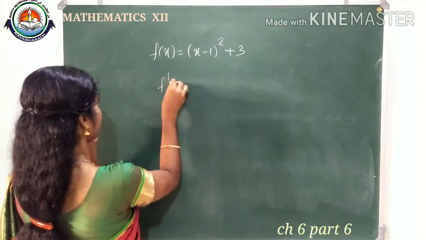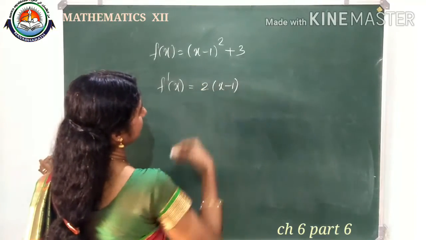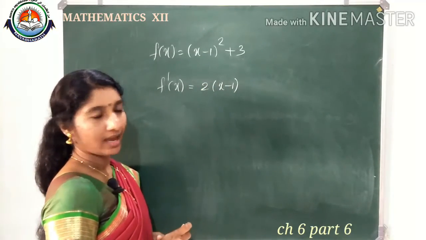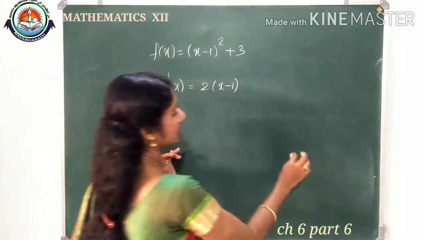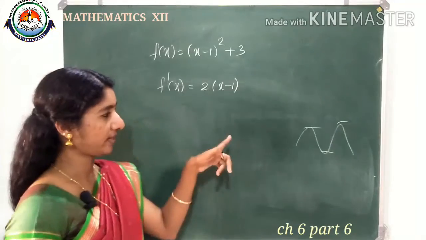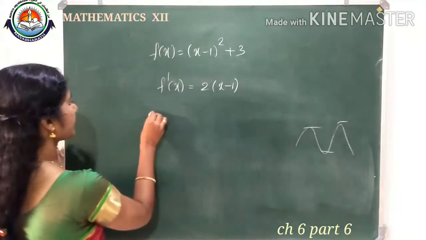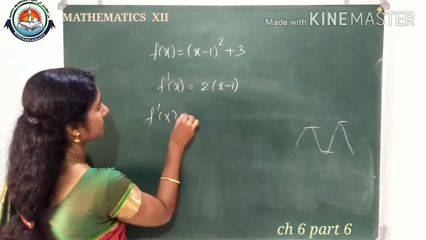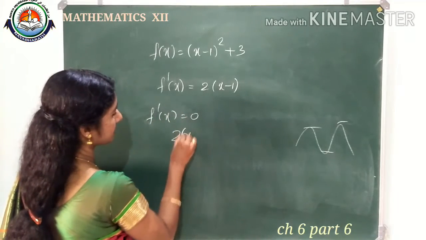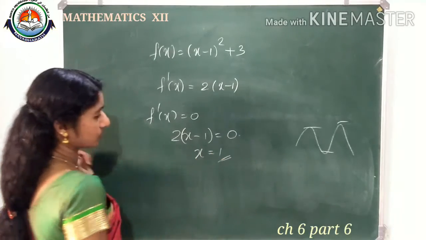And when we are doing this, we have discussed the slope of the tangent, that means f dash of x. f dash of x equals 2 into x minus 1. And we can find where f dash of x equals 0. Those points either have a maximum value or a minimum value. So we can say f dash of x equals 0 implies 2 into x minus 1 equals 0.